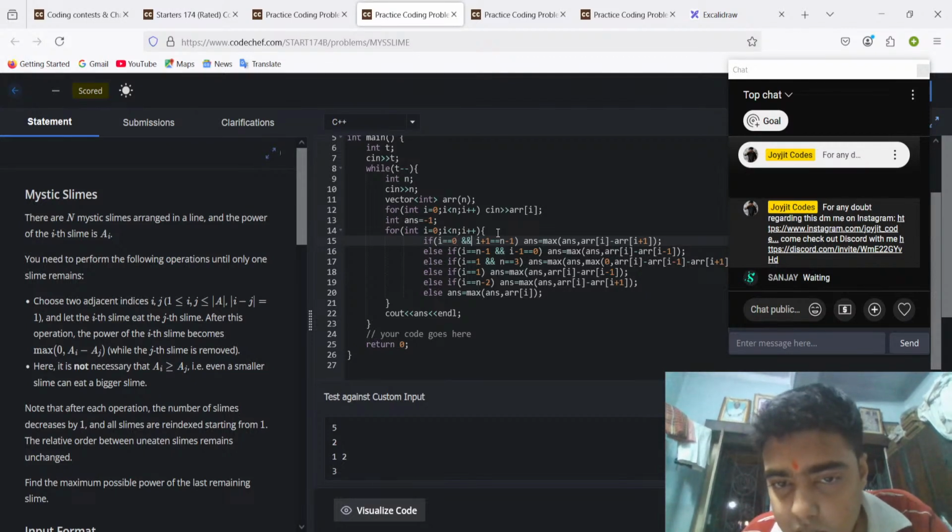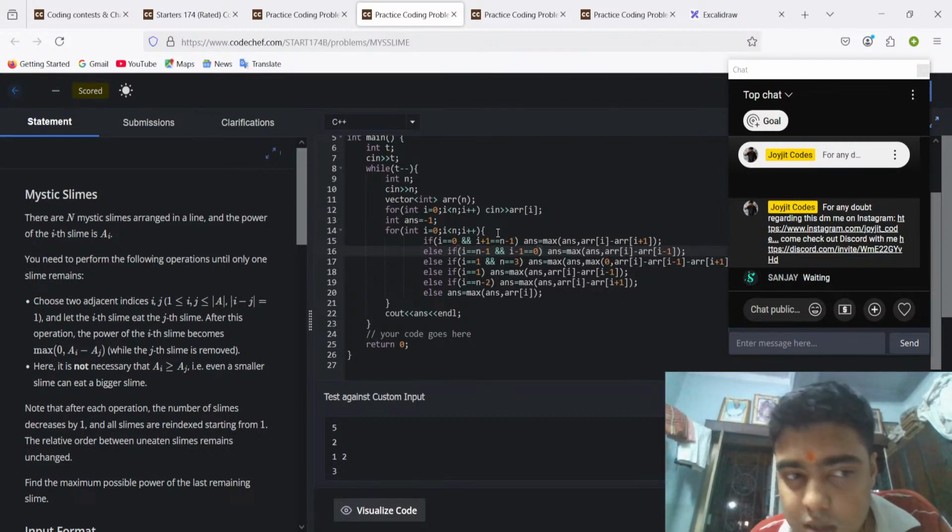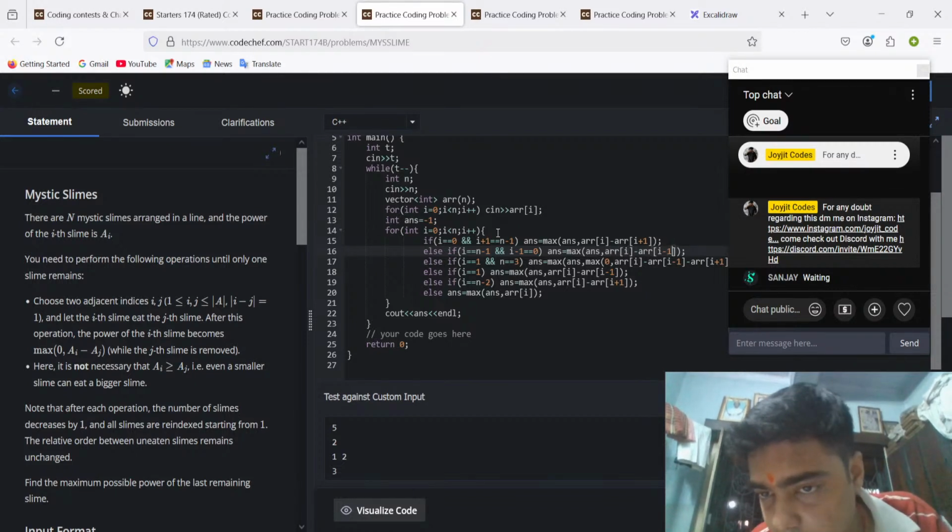So if it is 0 and towards its right there is only one element, that is the last element, that means it is going to be the present element minus the next element. If the element is the last element and towards its left is the first element, that is the only element towards its left, that means I have to go for AR of I minus AR of I minus 1. Now this is the exceptional case that I just went through. That is, if n is equal to 3 and I is at the middle, we have to subtract both the previous as well as the next.